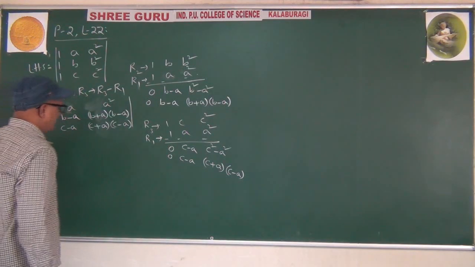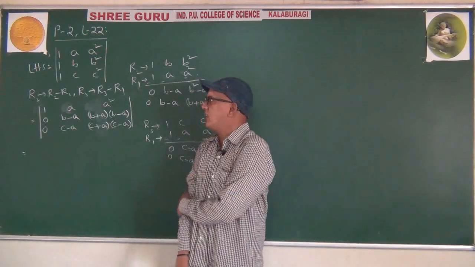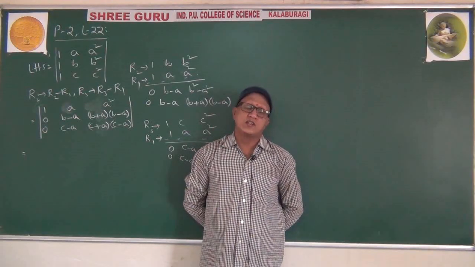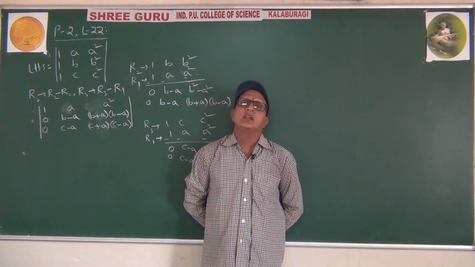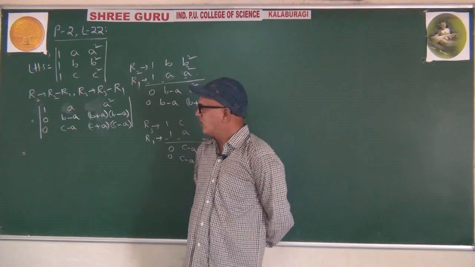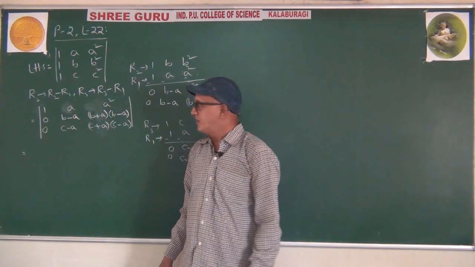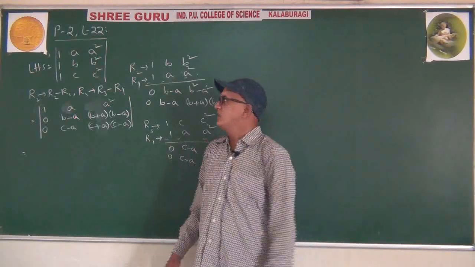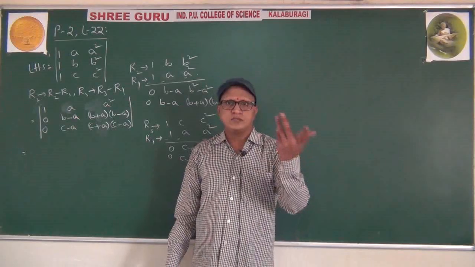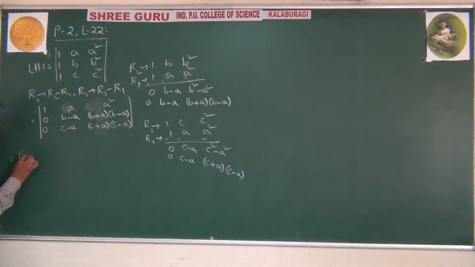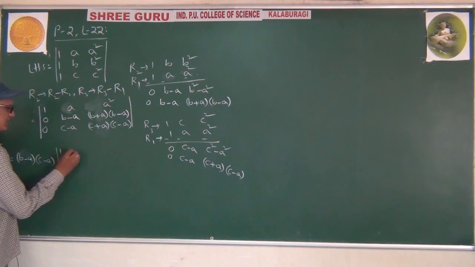Next step, anybody? No doubt you can expand because 2 zeros are there. But before expansion, there is a chance of taking common. What is common here? Remember, 0 can be written as 0 into anything: 0 into x, 0 into y, 0 into b minus a, 0 into c minus a. All are correct. So what I am doing, I am going to take b minus a common from the second row and c minus a common from the third row. First row as it is.